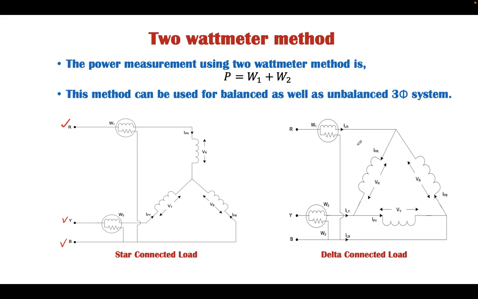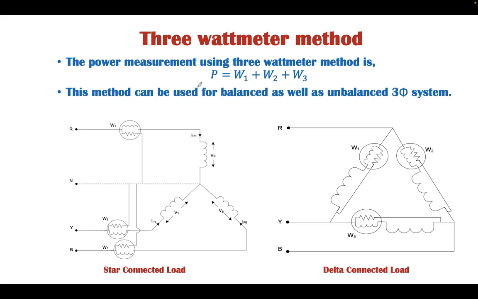Now similarly, in case of delta connection, the wattmeter is connected in the same way, because we are not measuring the individual power, we are measuring the power of three phases using two wattmeter method, and therefore the connection scheme for delta as well as star will be the same.